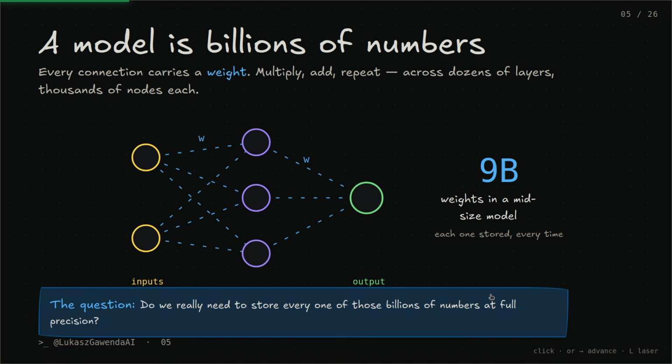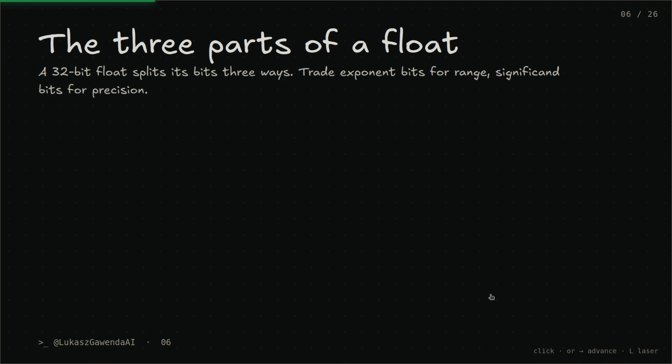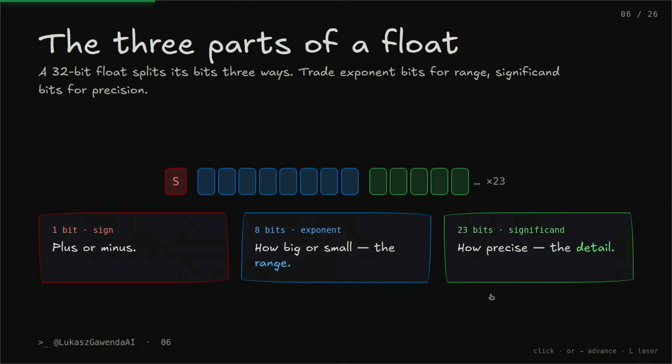The storage bill is the entire reason quantization exists. So the real question becomes, do we actually need to write down every one of those numbers at full precision? Before we jump into it, there is a question that maybe you wanted to answer. For example, how do we write down these numbers? Because I showed a really simple example. First, we'll look into this schema.